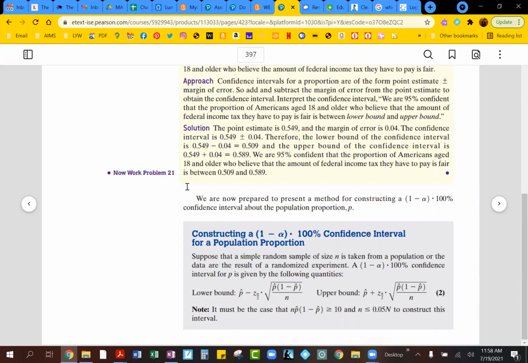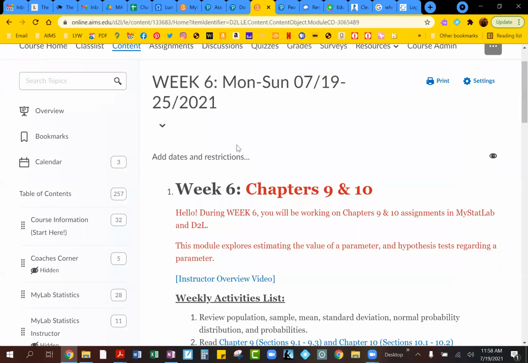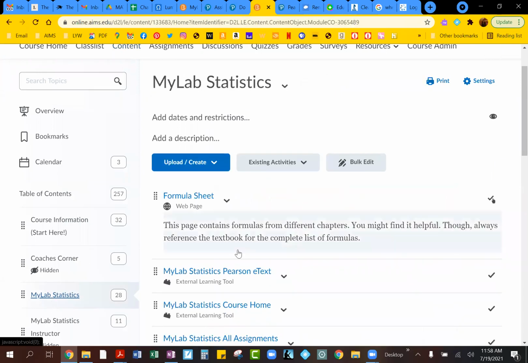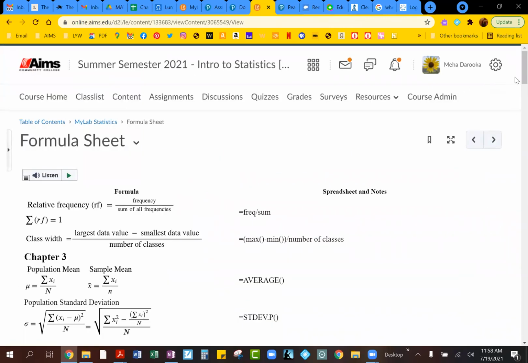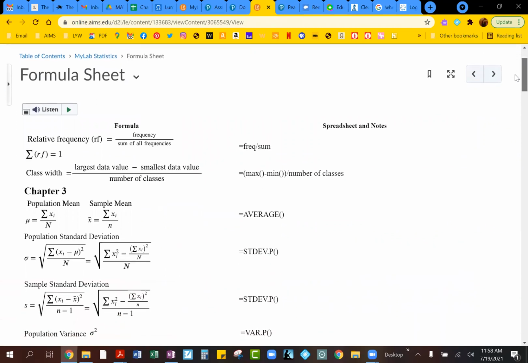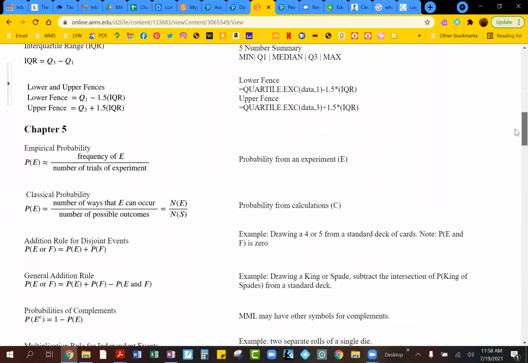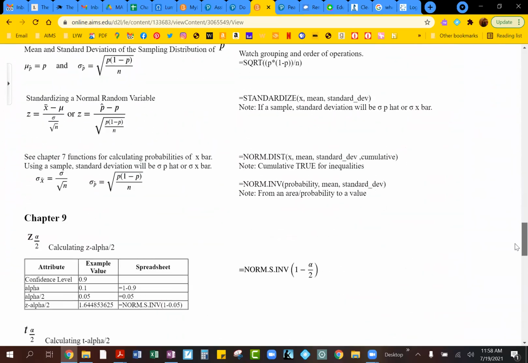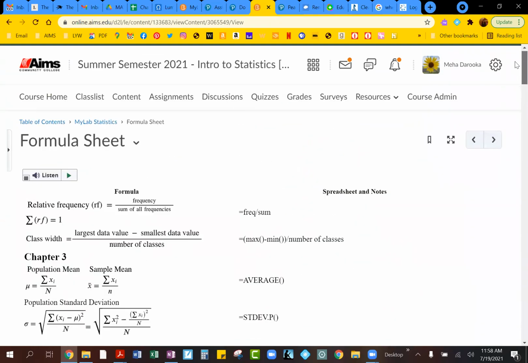And what I have also done, and let me see if I can bring that up, in your D2L course shell under MyLab statistics, you guys might have already seen this. I've actually included a formula sheet. So the formula sheet has all the formulas, from the first chapter to the last chapter that we discussed. So you have this formula sheet, which kind of looks like this. So it's the different formulas you have in there, like I said, from all the different chapters that we cover. So you can kind of look at this.